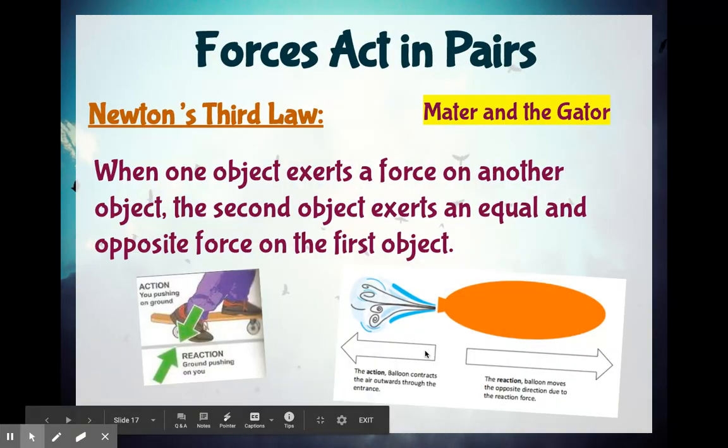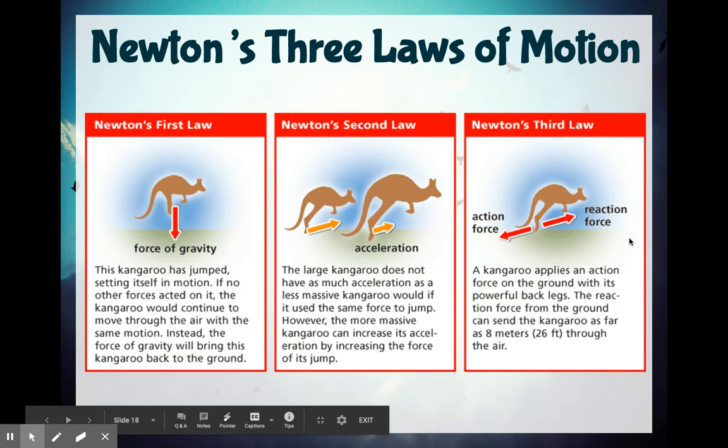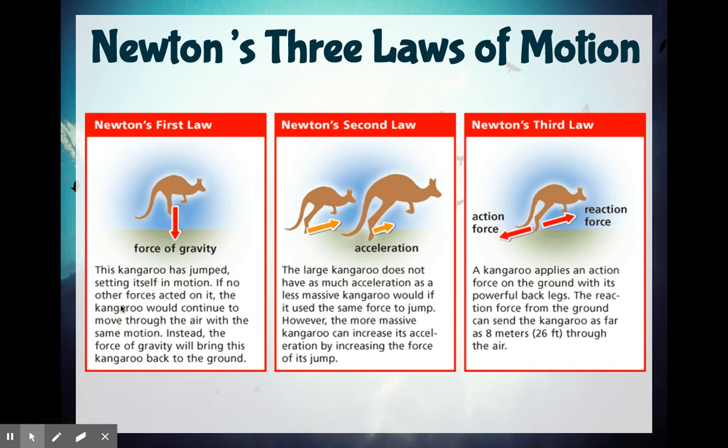I do have one more that kind of wraps it up here. So if we think of it in terms of a kangaroo, first law of motion, this kangaroo has jumped, setting itself in motion. If no other forces were acting on it, the kangaroo would continue to move through the air with the same motion. Instead, gravity brings the kangaroo back to the ground.